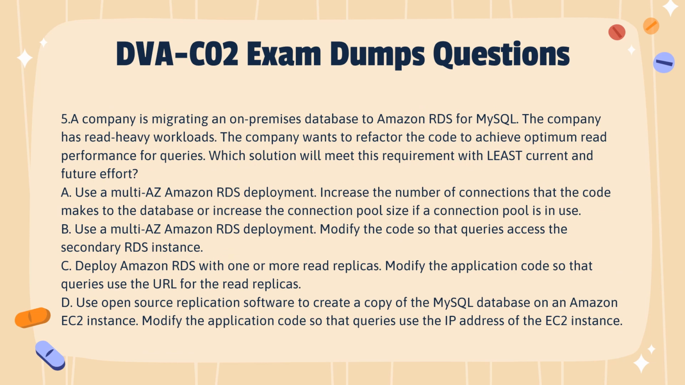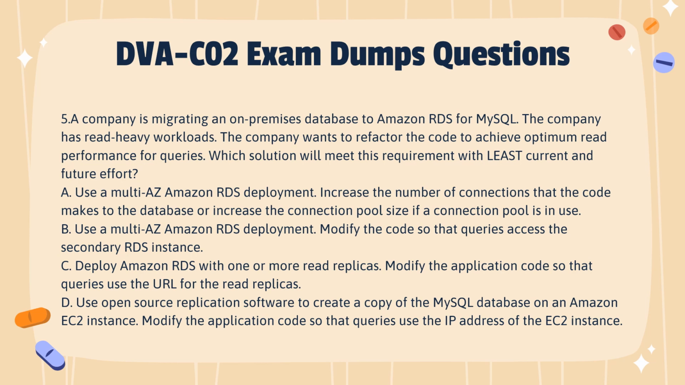5. A company is migrating an on-premises database to Amazon RDS for MySQL. The company has read-heavy workloads. The company wants to refactor the code to achieve optimum read performance for queries. Which solution will meet this requirement with least current and future effort? A. Use a Multi-AZ Amazon RDS deployment. Increase the number of connections that the code makes to the database or increase the connection pool size if a connection pool is in use.